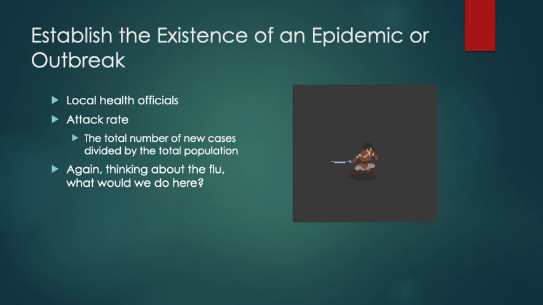Once we have assembled our team, we then need to establish the existence of the epidemic or outbreak. This means we then contact all local health officials and then we determine what the attack rate is. Now, as a reminder, the attack rate is the total number of new cases divided by the total population. So if we think about the flu, we would look at how many new cases of flu have appeared in the total population of an area. So Tallahassee has roughly 197,000 people, and let's say that we had 2,000 cases pop up, we would divide the 2,000 by 197,000. That would give us our attack rate. That tells us how fast this is growing in the population.